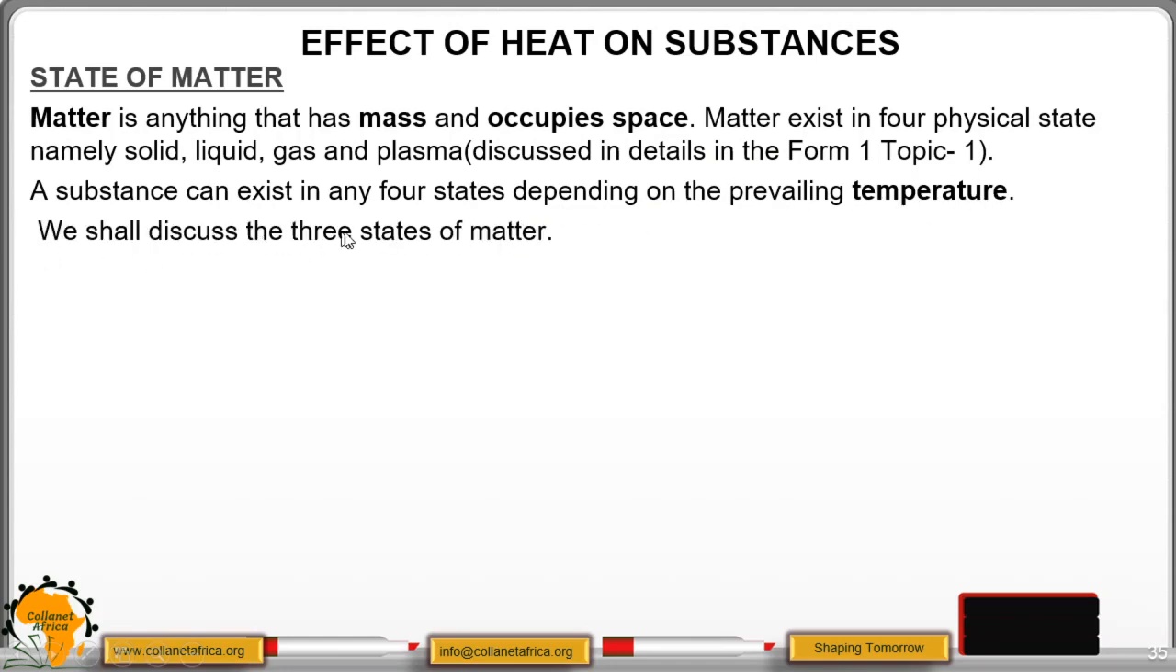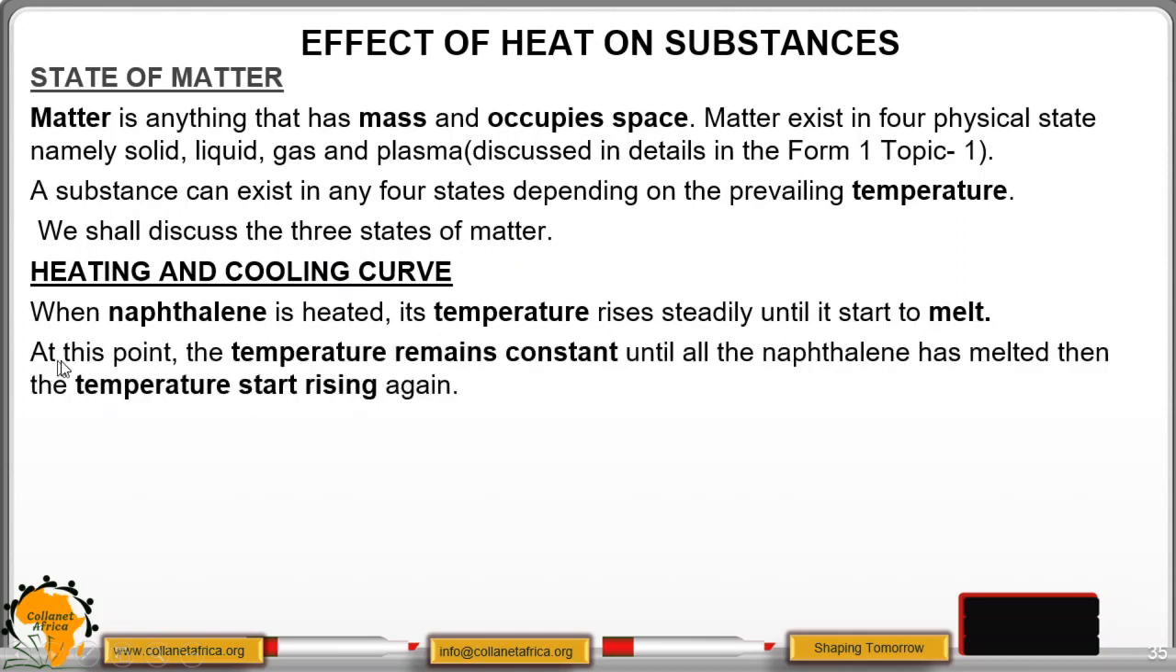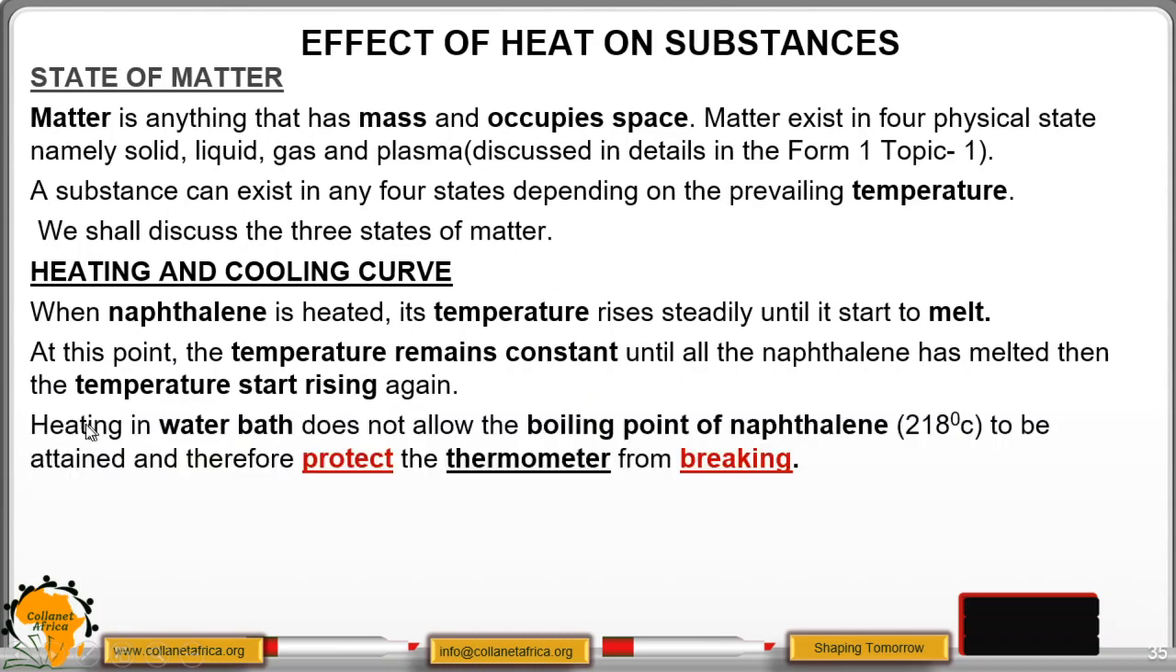We shall discuss the three states of matter, that is solid, liquid, and gas, and the heating and cooling curve. When naphthalene is heated, its temperature rises steadily until it starts to melt. At this point, the temperature remains constant until all the naphthalene has melted, then the temperature starts rising again. Why do we see that?